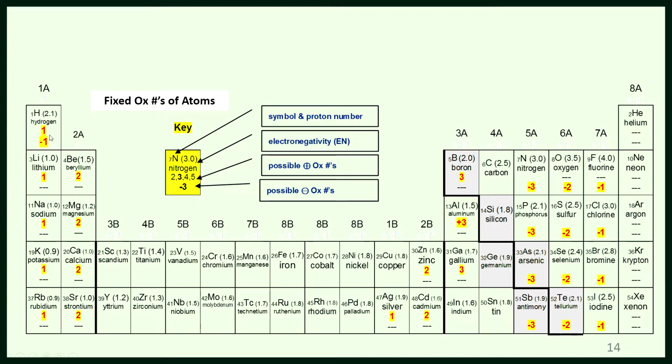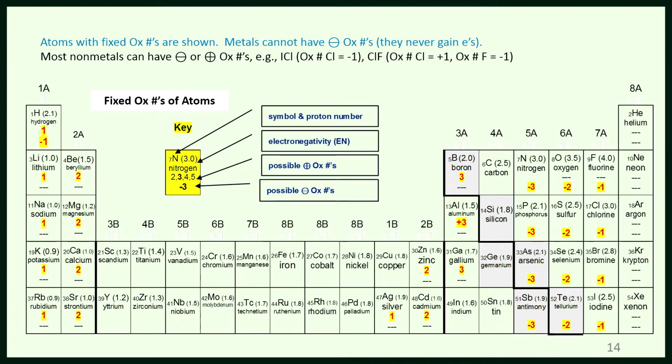Remember, it is normally +1 when combined with a more electronegative atom, but when it's combined with a less electronegative atom, then it takes its negative oxidation state. So atoms with fixed oxidation numbers are shown. Metals cannot have negative oxidation numbers. They would never gain electrons. The nonmetals can have negative or positive oxidation numbers.